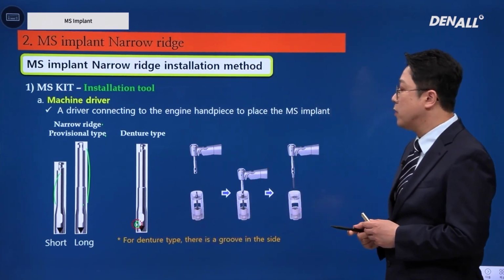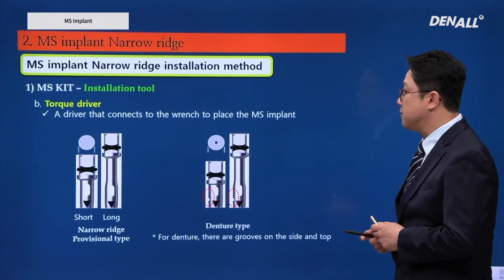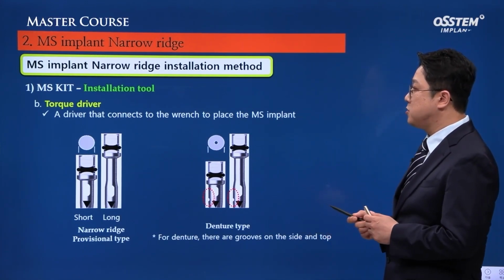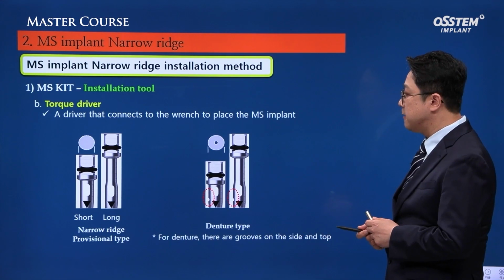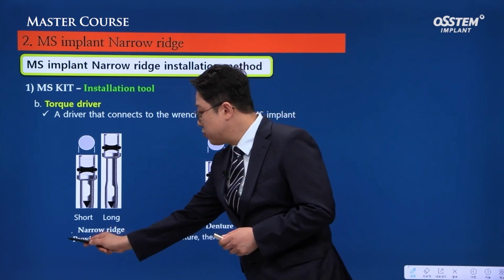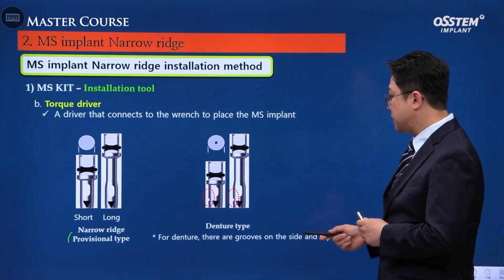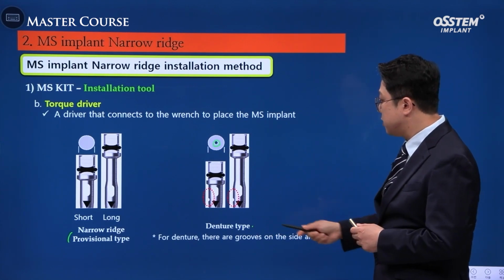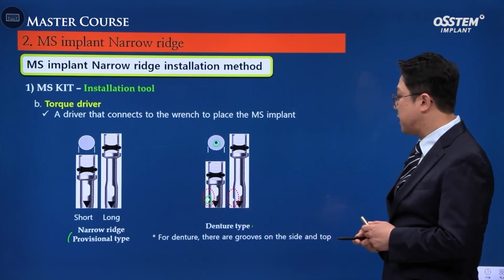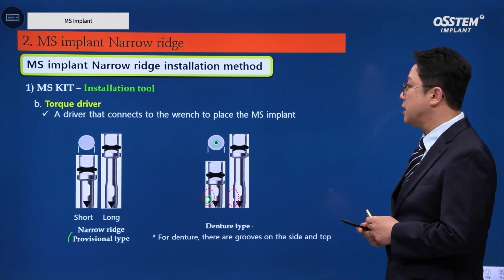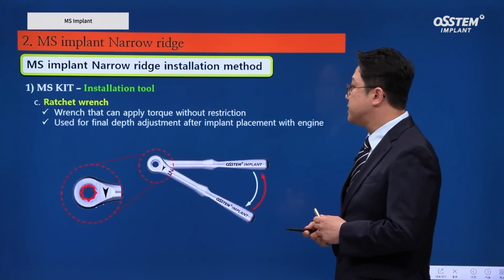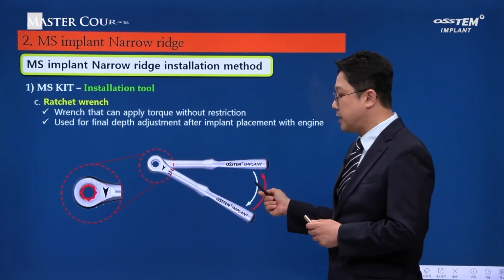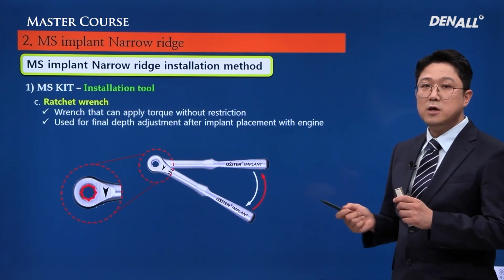You do not place the implant 100% with machine driver. Depths should be adjusted using torque driver. This is the same. For torque driver, you can use the same one for narrow ridge and provisional. And as for denture type, there is a groove here, so you can differentiate it. Ratchet wrench, this is what you're used to. You can connect it to torque driver to adjust the placement depth in the final stage.